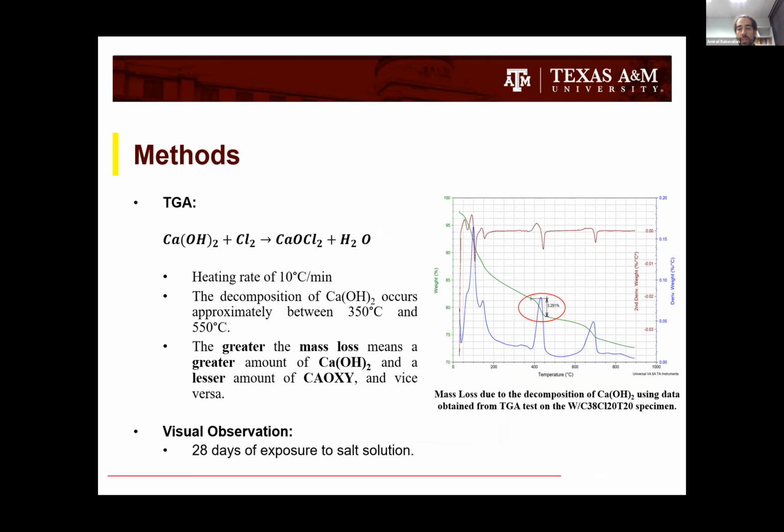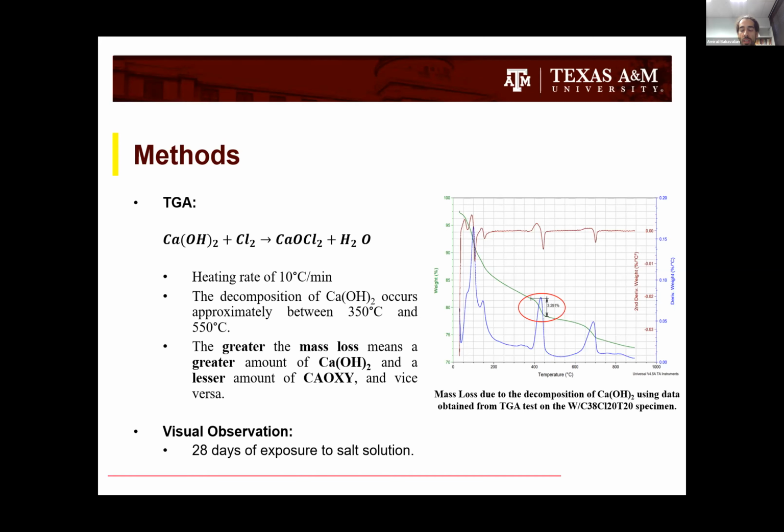The reason that we use the TGA test is that here you can see the chemical reaction that leads to KX formation. On the left side, calcium hydroxide and chlorine reacted together to form calcium oxychloride, or KX. The heating rate of this test was 10 degrees Celsius per minute, and the decomposition of calcium hydroxide occurs approximately between 350 and 550 degrees Celsius.